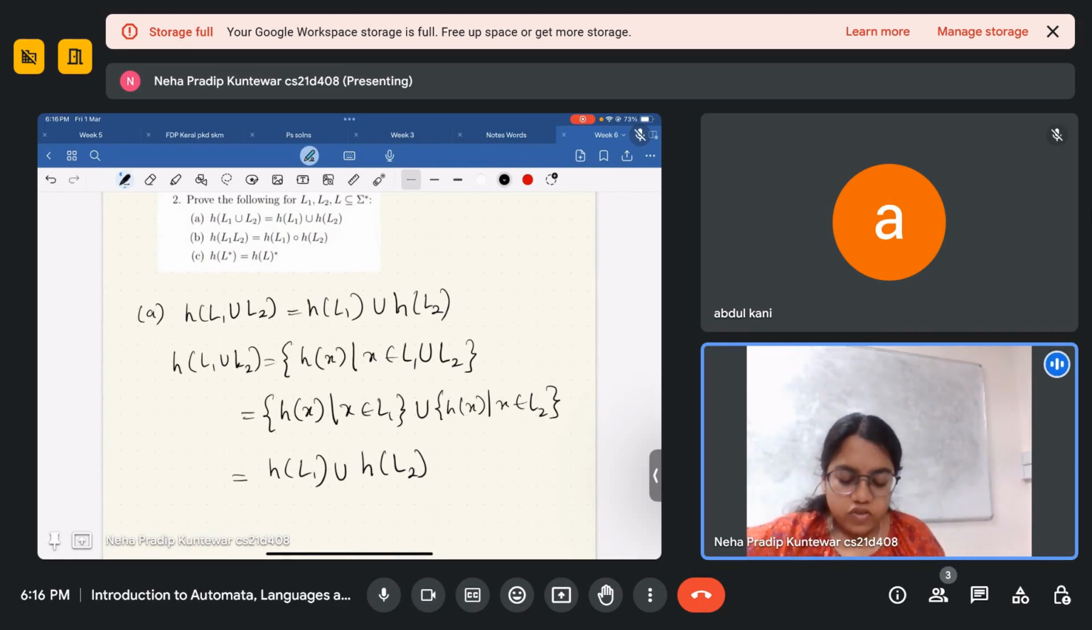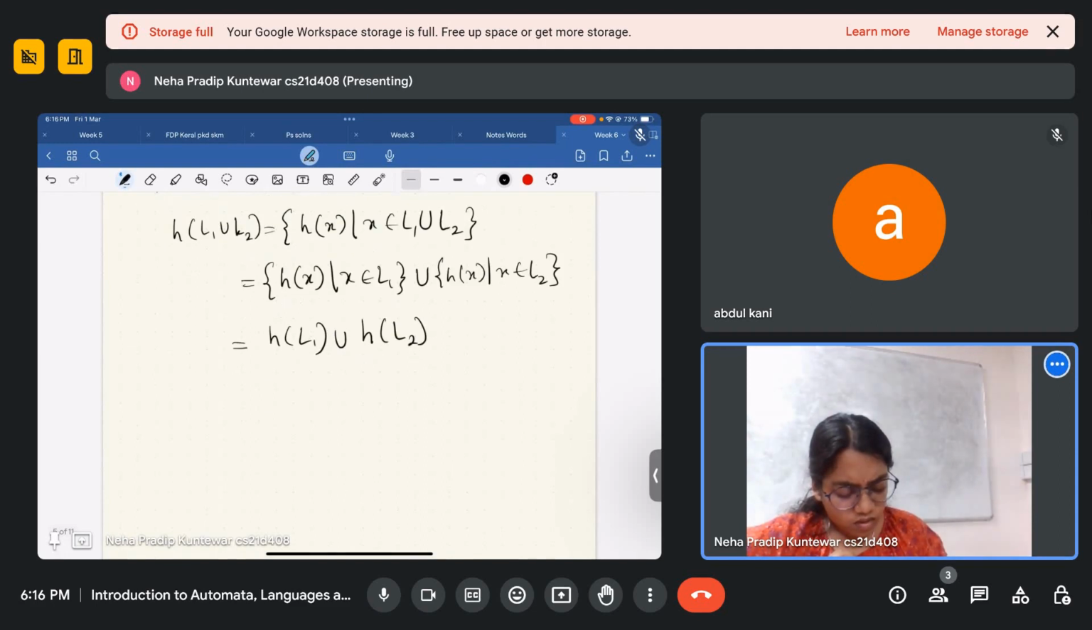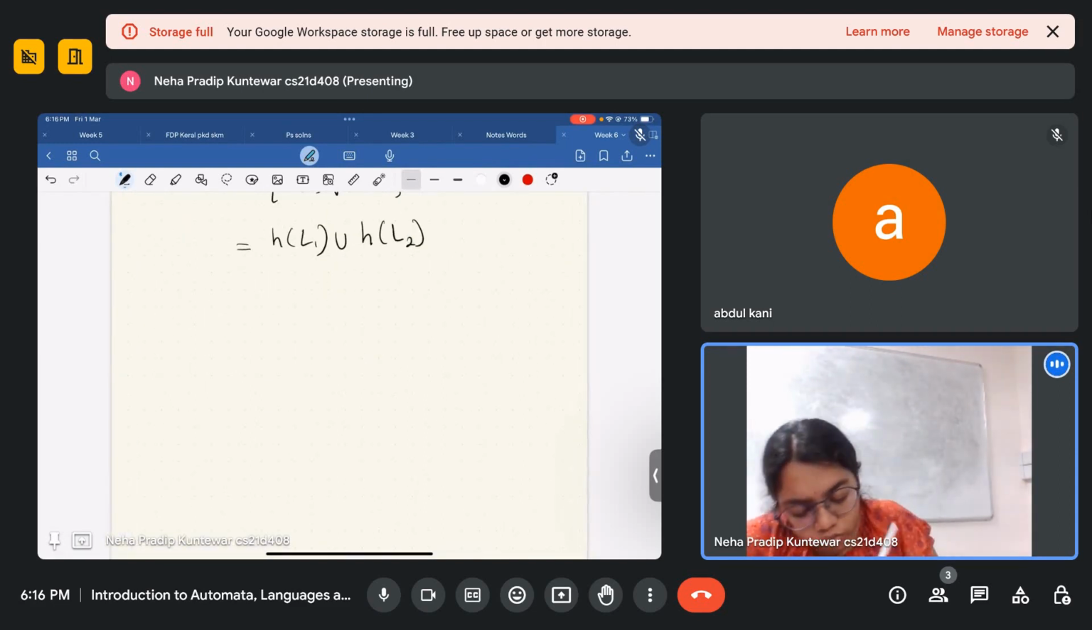Let's look at the second part. It says that if you take two languages L1 and L2 and you do a concatenation of these languages and then apply the homomorphism, the result is the same as applying the homomorphism on the first language and second language separately and then concatenating them. So let's see how to prove this.